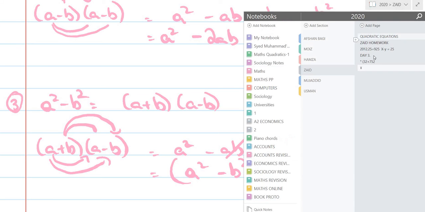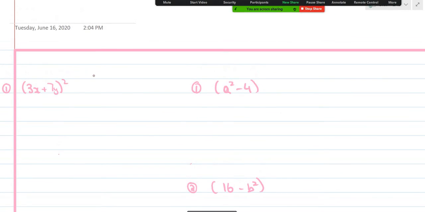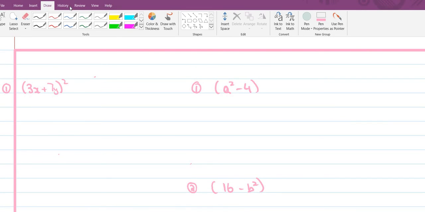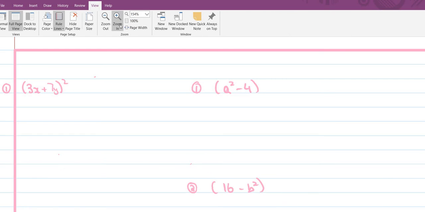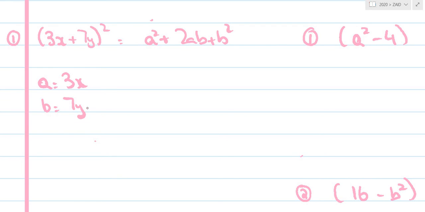Moving on to the questions. Now we will solve this question in practicality. As I told you, the expansion of such a type of identity is a square plus 2ab plus b square. In this case you would consider a as 3x and you would consider b as 7y.